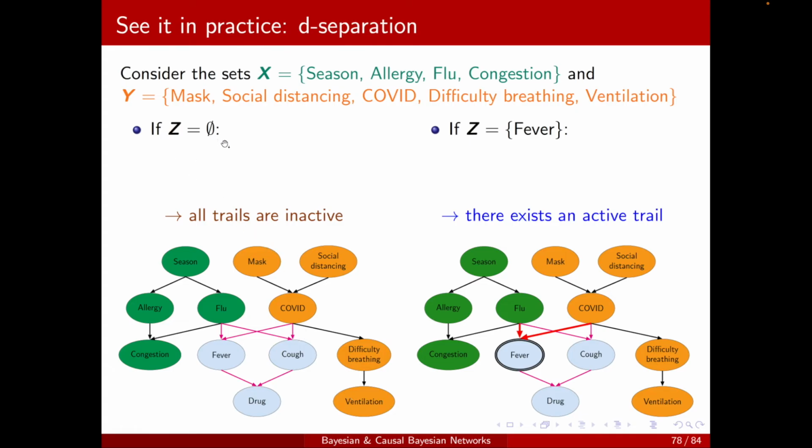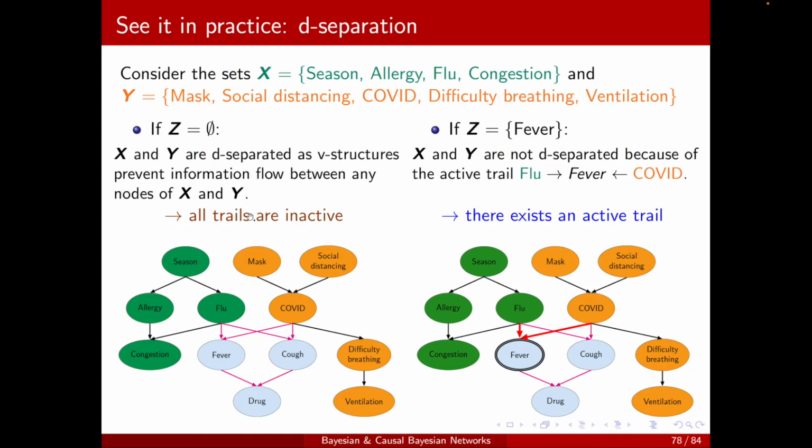First case, we don't have any observed nodes, and what are the trails connecting the two? In both cases, it's these pink ones. All of them are a V structure, and none of the nodes are observed, so it's definitely blocked. But if now we assume that fever is observed, then definitely information will flow between COVID and flu from fever here. Therefore, in this case, they are not separated. So if we know the person has fever, these two groups will not become independent.